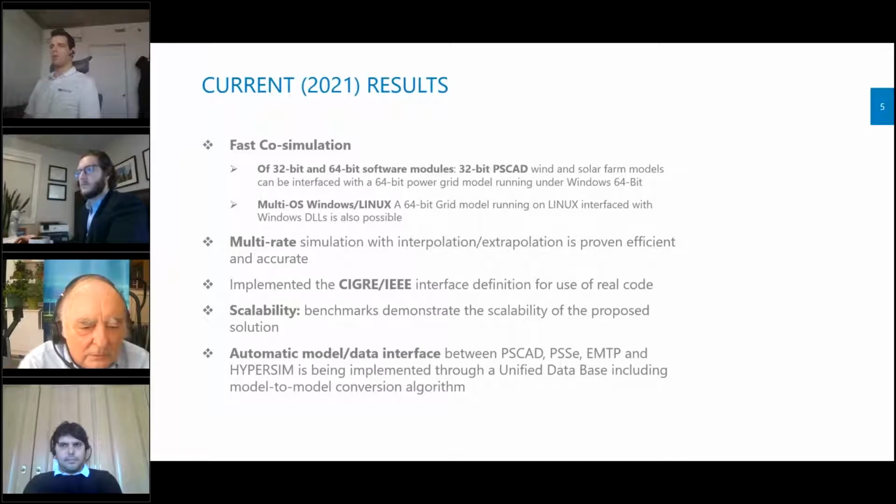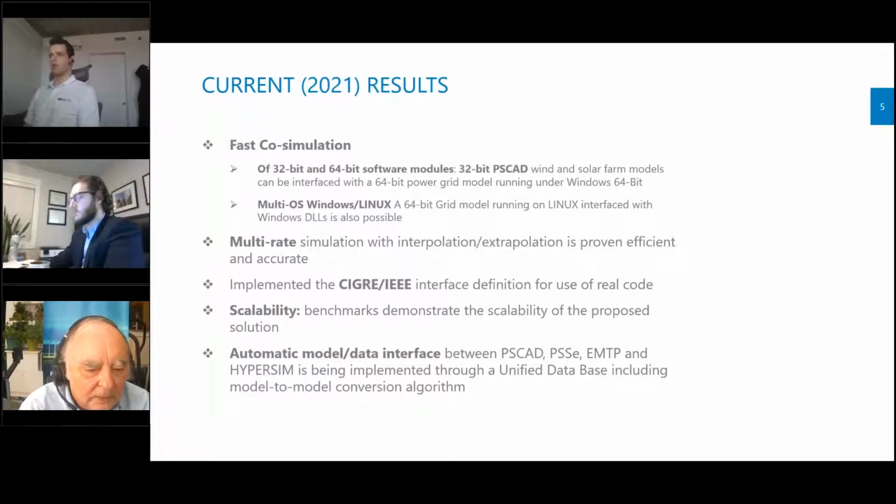Then we also need to support multi-rate simulation. It means we have to do interpolation and extrapolation, because the rate used by the controller designed by the OEM may not be the same. In fact, they are never the same rate as the rate of the main simulation, and different controllers can be linked to the same system, so they all have their own rate. So we need to be able to interface all this control and protection with their own rate, just like we have in the real power system.